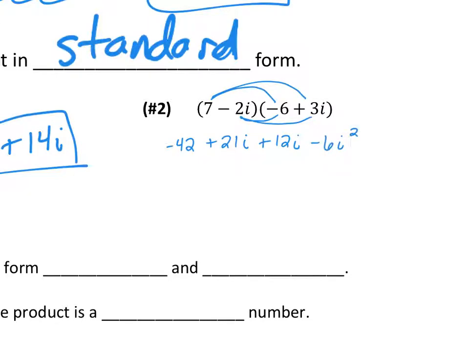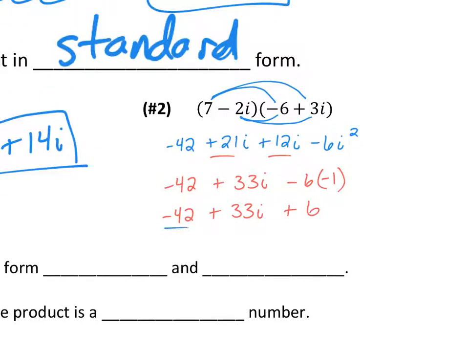So when we do this, we have to combine like terms. So it's -42. 21i plus 12i is 33i. And then we have a -6, and this i squared again changes into -1, because like we covered yesterday, i squared is equal to -1. So now we have -42 plus 33i plus 6.